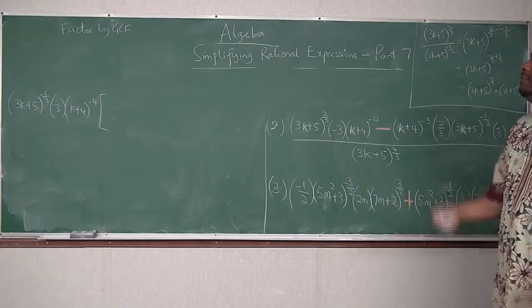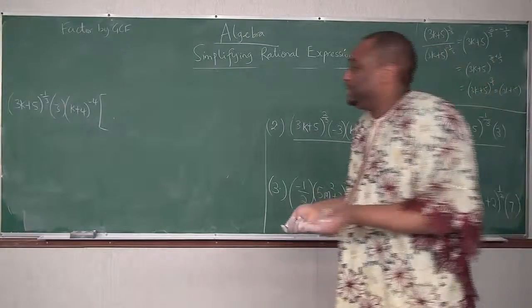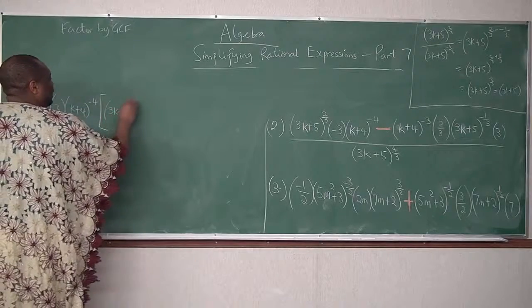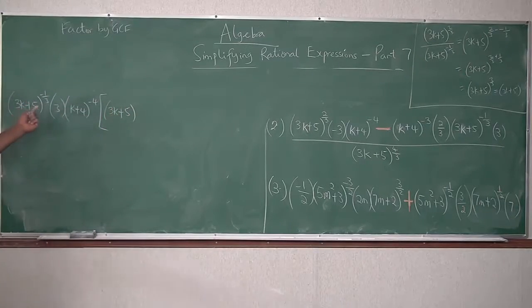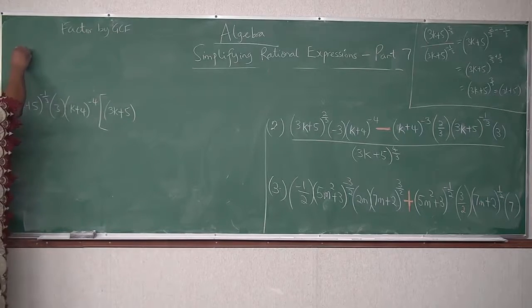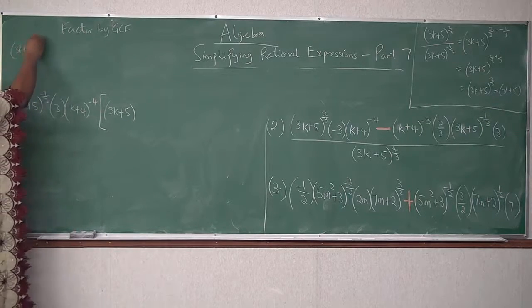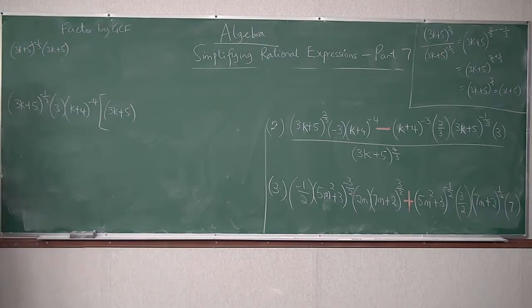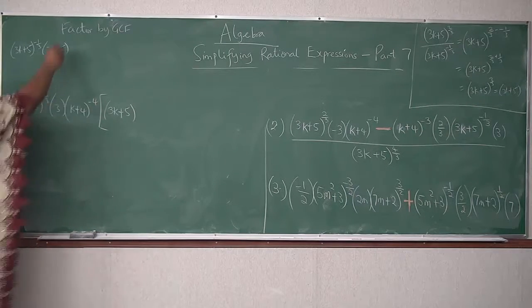Okay? And even if you test it by multiplying it, it gives you the same thing. So this is 3k plus 5 only. Okay? Now if you test it, if you do 3k plus 5 exponent negative 1 over 3 times 3k plus 5, please view the videos I did on exponents. Okay, all the videos I did on exponents, then this will make sense.